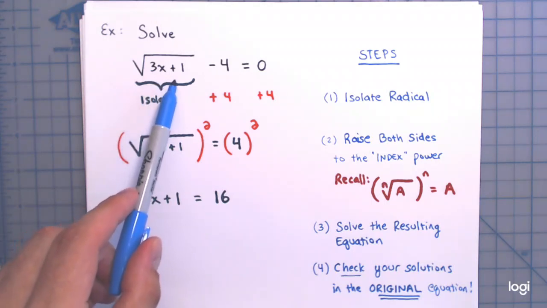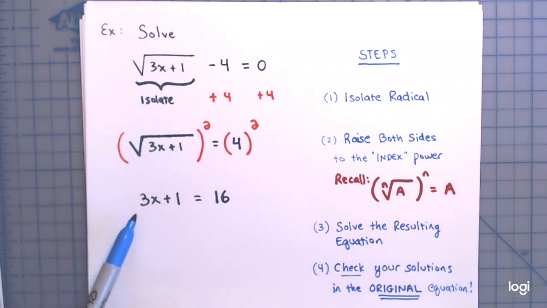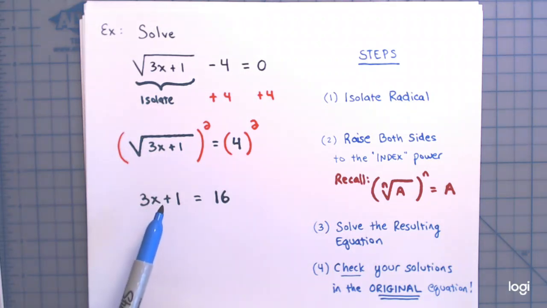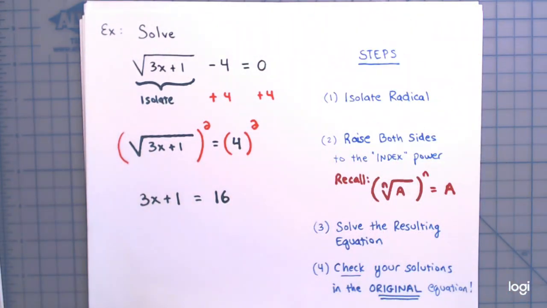So earlier in the problem, 3x plus 1 can't be negative. But when you square both sides and then change it to 3x plus 1 equals 16, now there's no radical, and the value of x could be anything. It doesn't matter if the 3x plus 1 is positive or negative. So what happens when you raise both sides to the index is you may be changing the domain of the problem. So you might actually invite in what are called extraneous solutions.